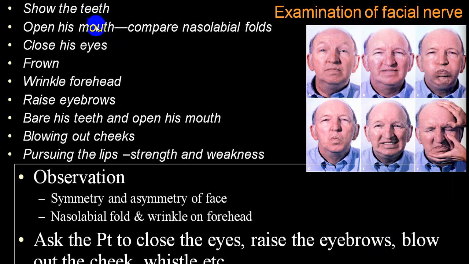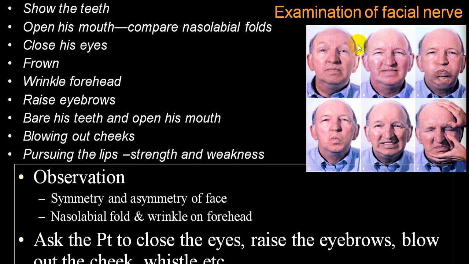So show the teeth, open his mouth, look at the nasolabial fold, close his eyes, frown. You look at the wrinkle of the forehead. You ask the person to raise the eyebrow. Then ask the person to show the teeth and open his mouth, blow the cheeks. Ask the person to purse the lip, etc. These are the different movements. Here you are asking the person to elevate the eyebrow. Here you are asking the person to frown. Here you are asking to blow the cheek. Here you are asking to purse the lip, smile, and you are asking the person to close the eye tightly.